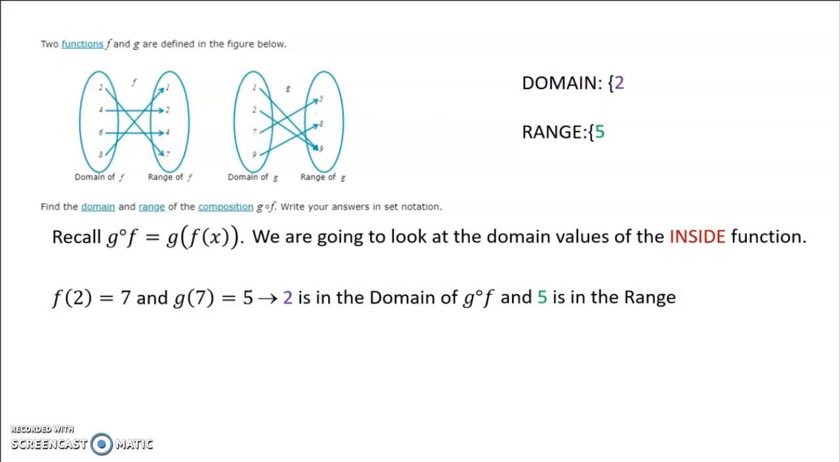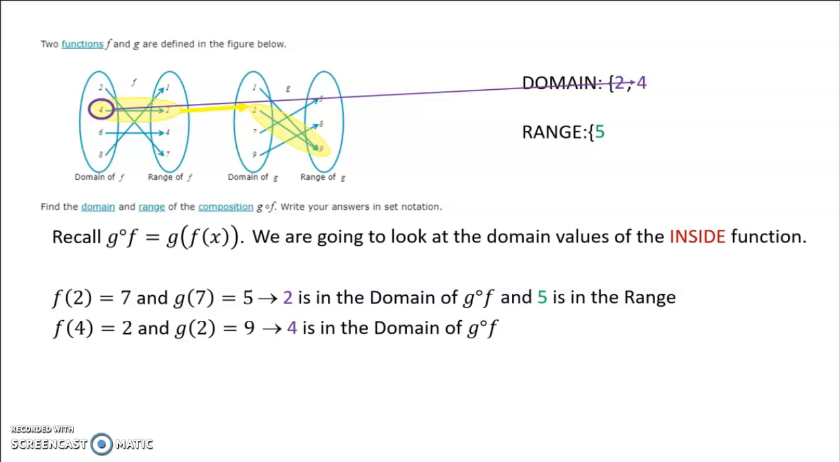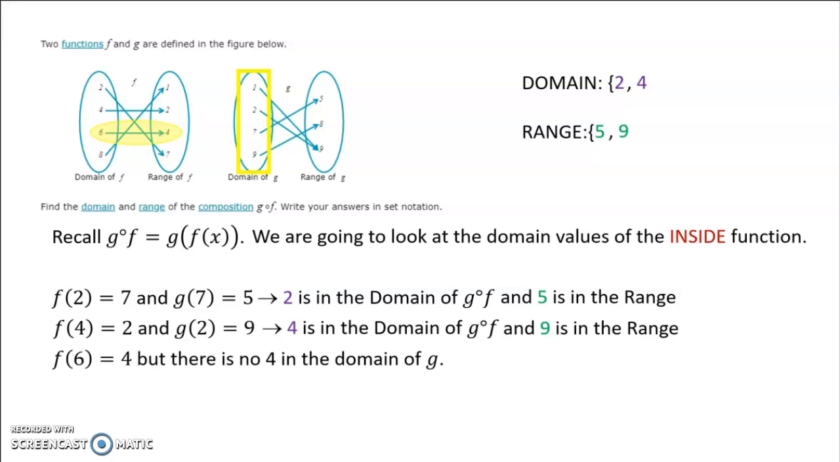Now we'll go to our next value. f of 4 is 2, and g of 2 is 9. So 4 is in the domain of the composition, 9 is in the range. Now on to the next value. f of 6 is 4, but there's no 4 in the domain of g, so we can ignore the 6.